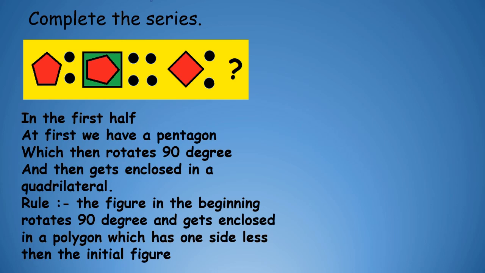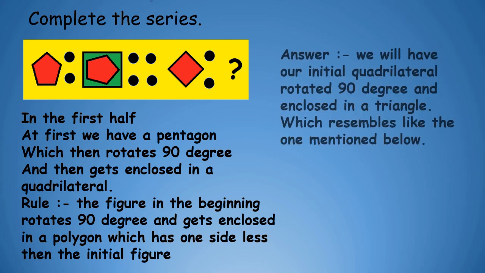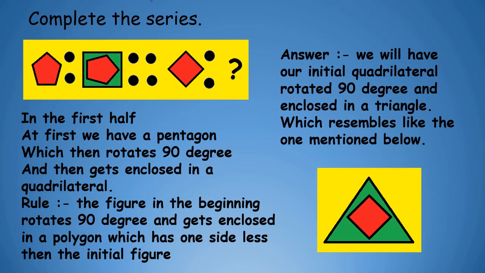In order to find the answer, we will first have to rotate our initial quadrilateral, which is on the right hand side, 90 degrees, and then enclose it in a triangle, because a triangle has 3 sides and a quadrilateral has 4 sides, and we want to enclose it in a polygon having one side less, which will resemble somewhat like the figure on your screen. You may not be able to see a 90-degree rotation in the quadrilateral. This is because the quadrilateral is following rotational geometry, about which we'll discuss somewhere later.